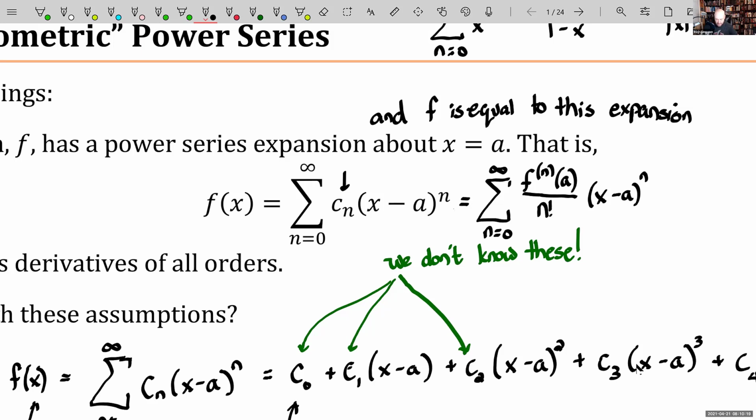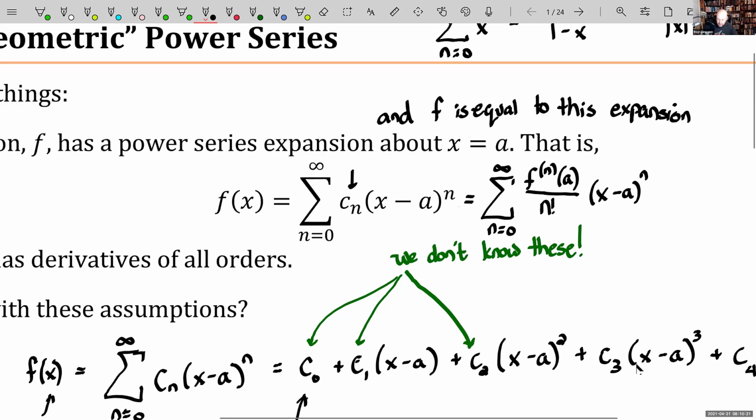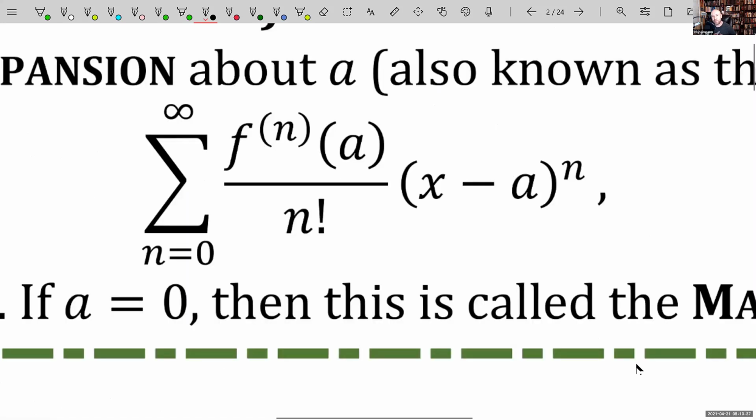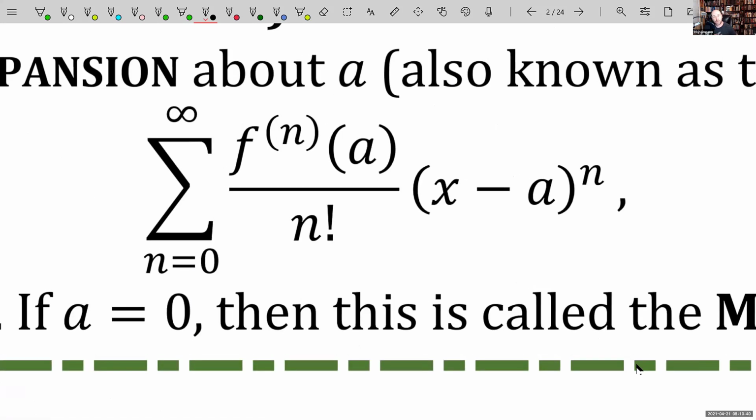All right. So really very cool. And to kind of codify it all into one big statement, there it is right there. The Taylor power series expansion about a center a, also known as the Taylor series of our function, is the following, what we just wrote down. The summation 0 to infinity of the nth derivative of our function evaluated at the center divided by n factorial times x minus a to the nth.